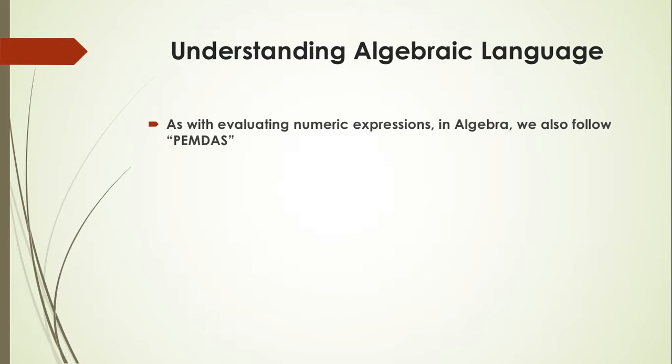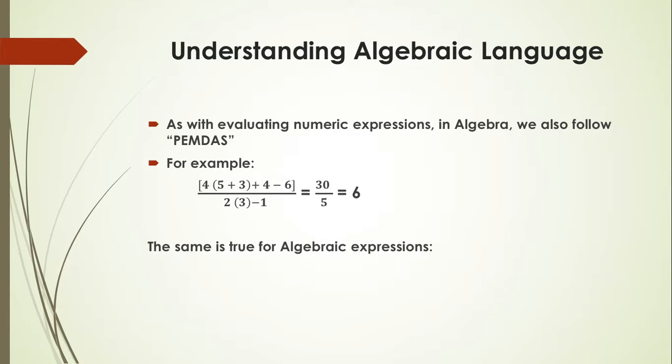As with evaluating numeric expressions, in algebra we also follow the rules of PEMDAS. For example, 4 times the quantity 5 plus 3 plus 4 minus 6 all over 2 times 3 minus 1 would give us 30 over 5, which is 6. The same way we solve this numeric expression, we're going to solve algebraic expressions.